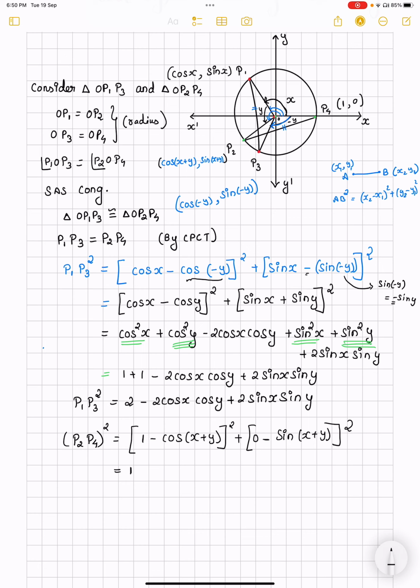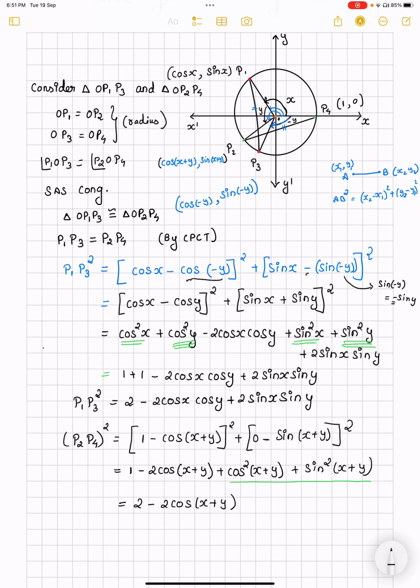Now here when I expand using my a minus b whole square identity, what I would be getting here is 1 minus 2 times cos of x plus y and then plus cos square of x plus y. Done. And then here I would be getting sine square of x plus y, because the minus whole square becomes positive. This is what I would be getting. Now here if you observe, you have cos square x plus y plus sine square x plus y which is equal to 1. So in that case, I have 2 minus 2 times cos of x plus y. Great, I got this.